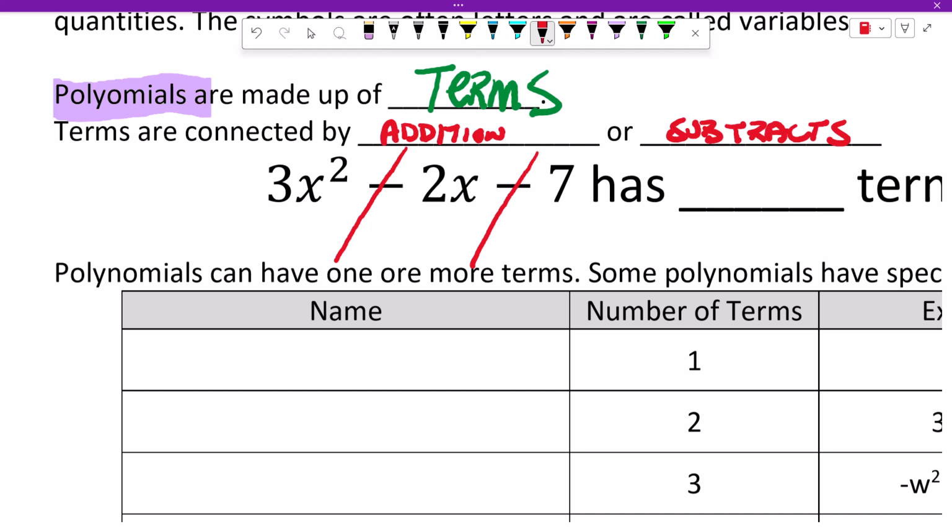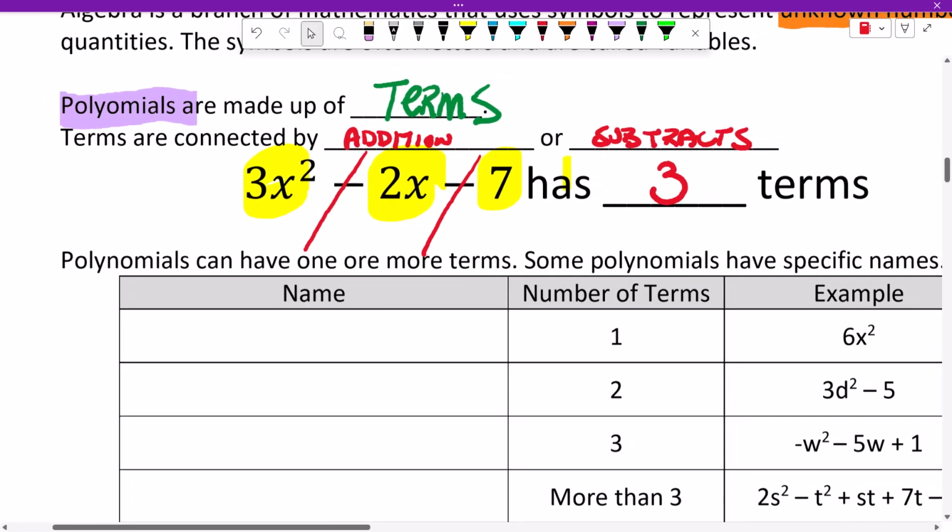If you look at this expression here, you have 1, 2, 3 parts. Okay? So the math word for saying parts is terms. So we say this has 3 terms. All right? Now, the number of terms tells you the name. So if it has 3 parts, 3 terms, anything with 3 parts or 3 terms, it's called a trinomial.